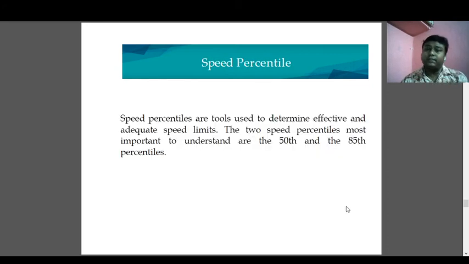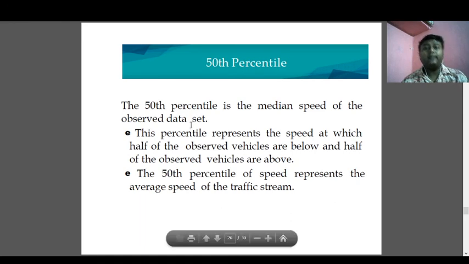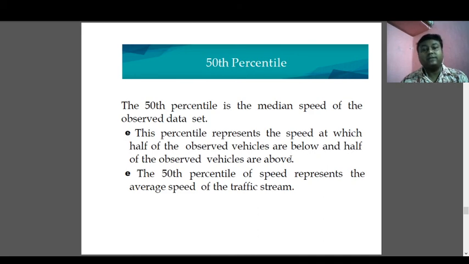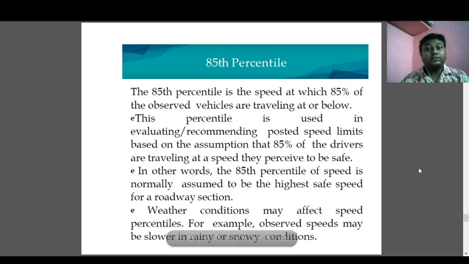So the speed percentiles have already been discussed. What is the 50 percentile? The 50 percentile is the median speed of the observed data. The percentile represents the speed at which half of the observed vehicles are below and half are above. The 50 percentile speed represents the average speed of the traffic stream. What is the 85th percentile speed? The 85th percentile speed is the speed at or below which 85% of the observed vehicles are traveling. This percentile speed is used in evaluating and recommending posted speed limits, based on the assumption that 85% of drivers travel at a speed they perceive to be safe.